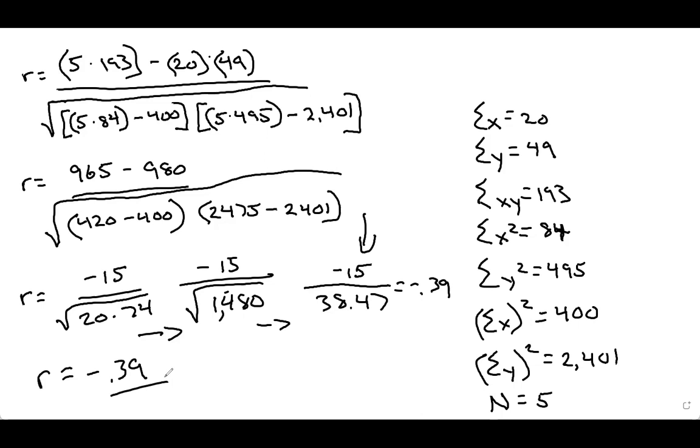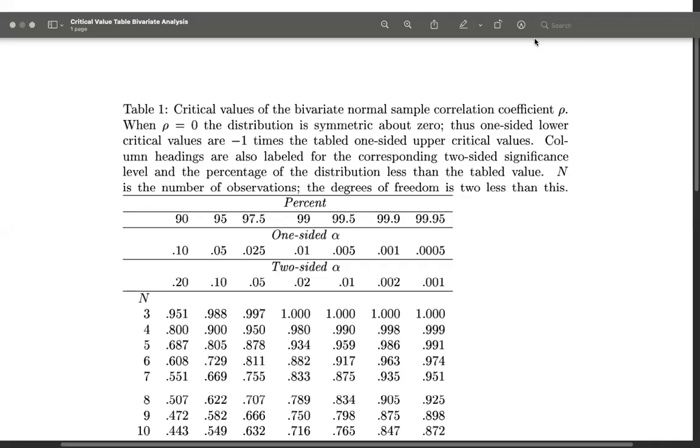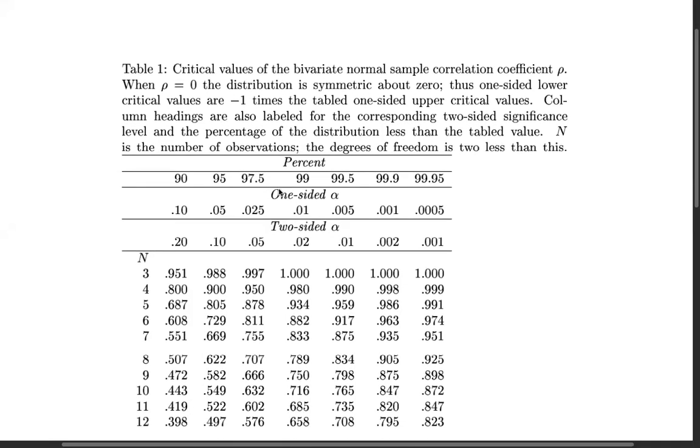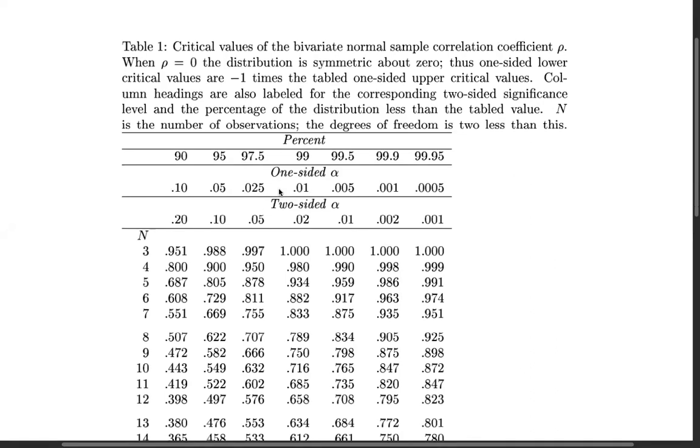Since we are not using SPSS as of yet, we have to do it the old-fashioned way. We have to look at the critical values table in the back of a stats book. So let me pause this for a moment and switch screens. What you're looking at now is a critical values table for a bivariate normal sample correlation coefficient. This is a typical chart that you would see in the back of a stats book.